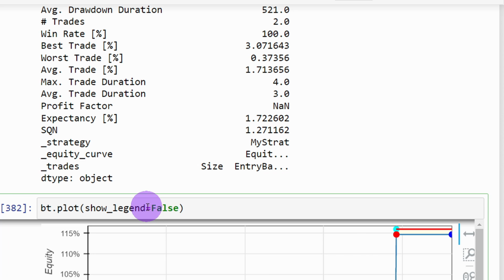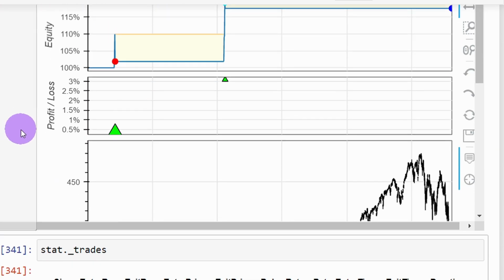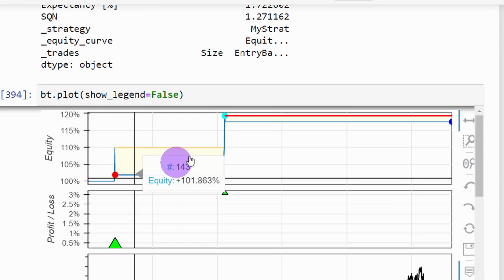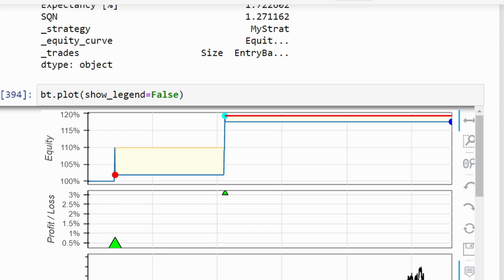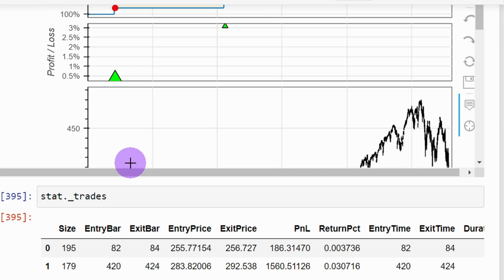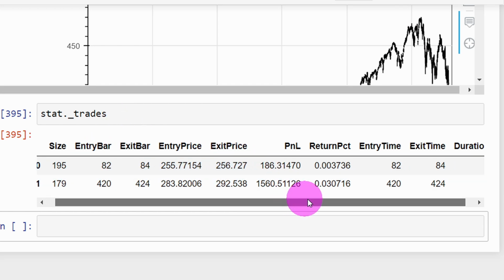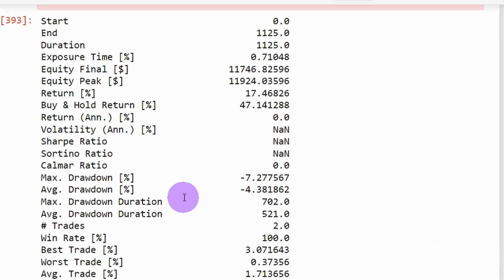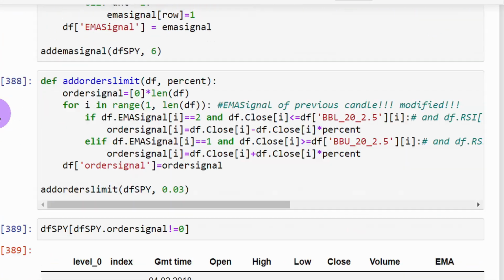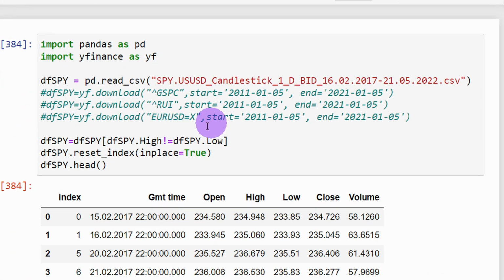Remember, this is a very selective system. As you can see, it's not many trades, only 2 trades, but these were winning trades. We can access the trades list using the stat._trades just to check how many trades we have and the details of every trade. So now let's go back and try to apply this system on a longer period of time.